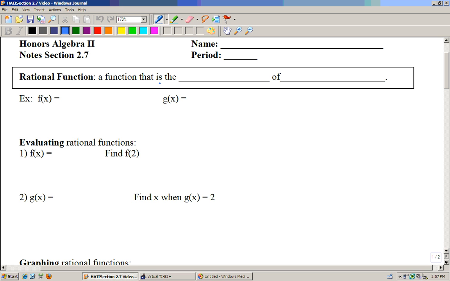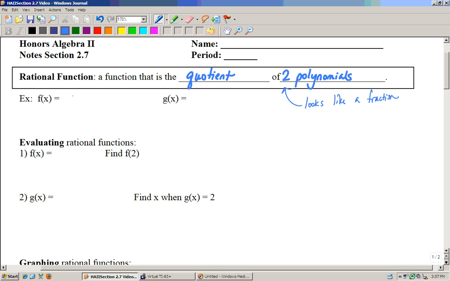All right, guys, we're going to talk about rational functions today. A rational function is a function that is the quotient of two polynomials. And when you look at the actual look of the function, it looks like a fraction, and the numerator and denominator have polynomials in it.